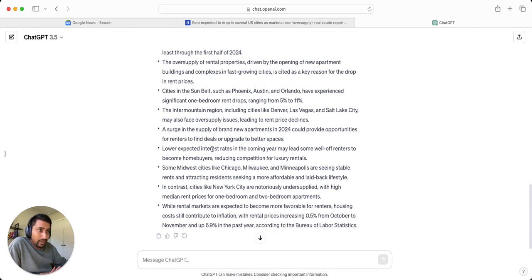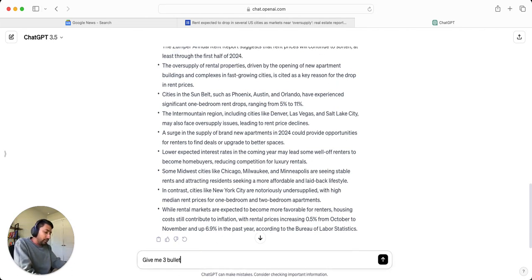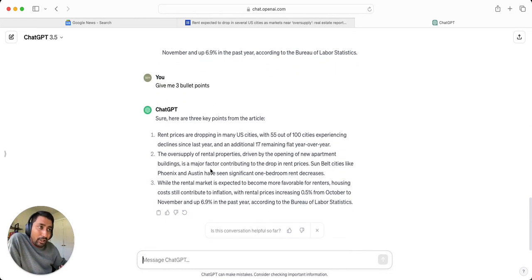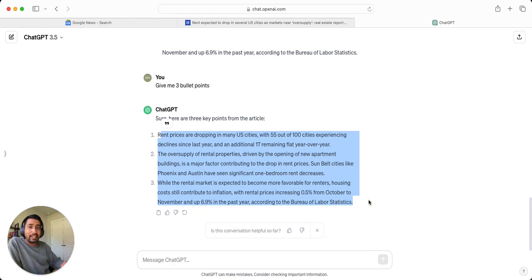Lower expected interest rates in the coming year may lead some renters to become home buyers. That's fantastic. So when interest rates continue to drop, there could be home buyers. What I could do is take the whole content and come up with a few bullet points, for example three bullet points. It'll give me three bullet points, and I can copy these three and paste them in a story, right? So here's what I would do.